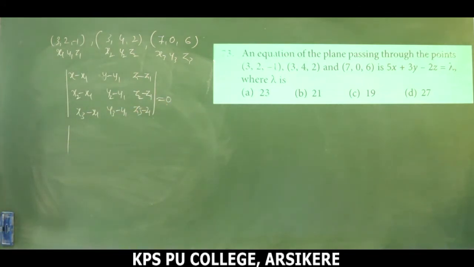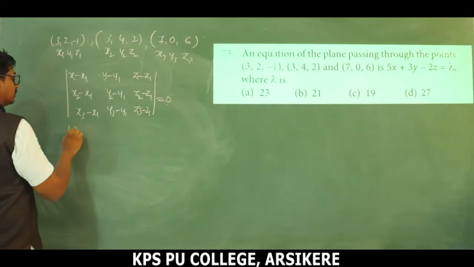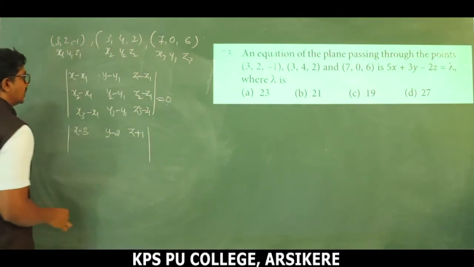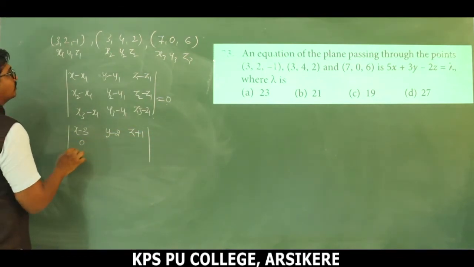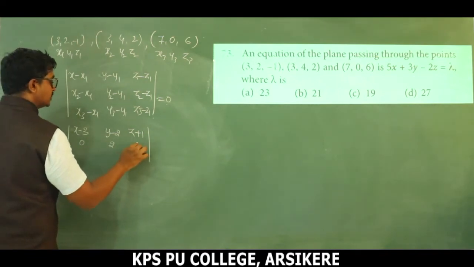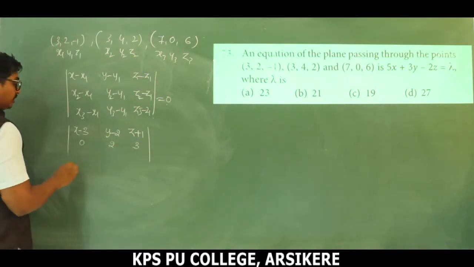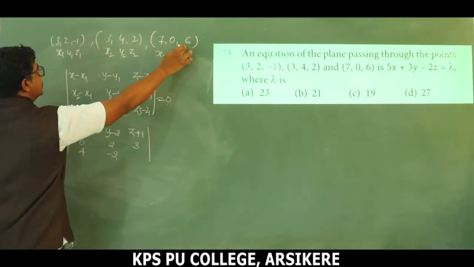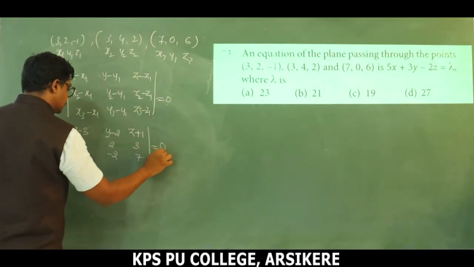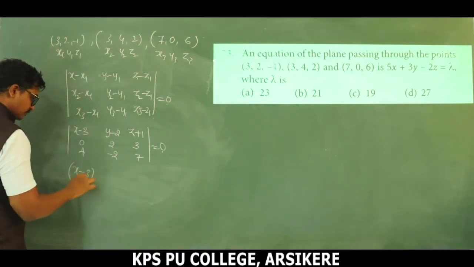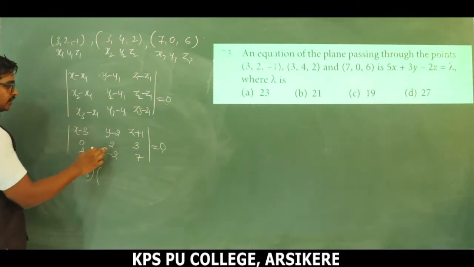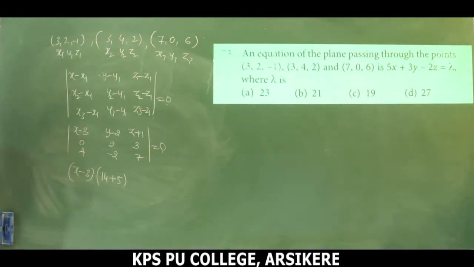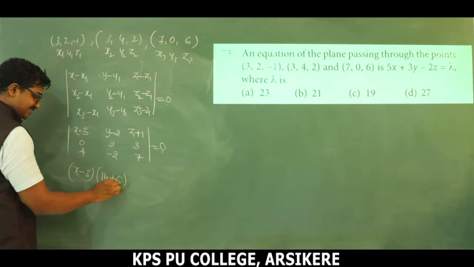Directly apply the values of x1, y1, z1. What do we have for x1 here? 3. So this is x minus 3, y minus 2, z plus 1. And the second row, x2 minus x1, 3 minus 3 is 0, 4 minus 2 is 2, 2 minus of minus 1 becomes 3. x3 minus x1, 7 minus 3 is 4, 0 minus 2 is minus 2, and 6 minus of minus 1 is 7, is equal to 0. This is x minus 3 into the corresponding row and column minor. 2 into 7 is 14, plus 6.